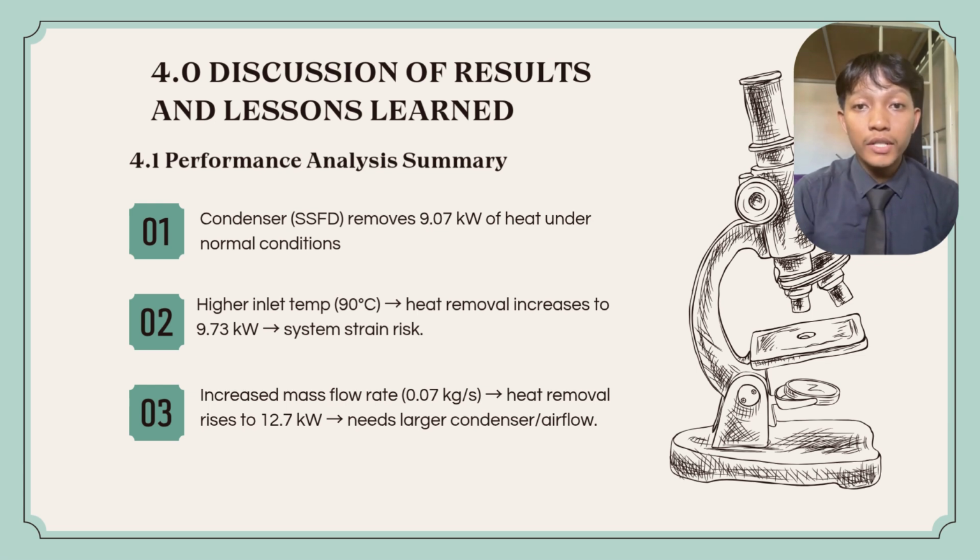So, let's start with a quick summary of the condenser's performance. Under normal conditions, the condenser removes 9.07 kilowatts of heat. When the inlet temperature increases to 90 degrees, heat removal goes up to 9.73 kilowatts, which may strain the system if it is not properly designed. If we increase the mass flow rate to 0.07 kilograms per second, heat rejection rises to 12.7 kilowatts. That sounds good, but it requires a larger condenser or more airflow to be effective.